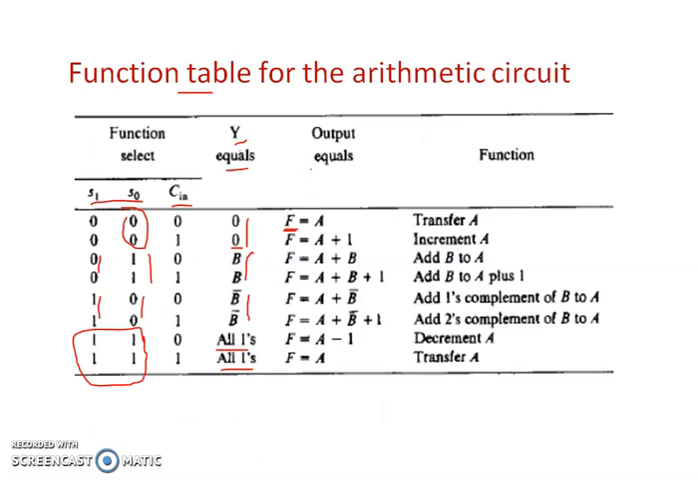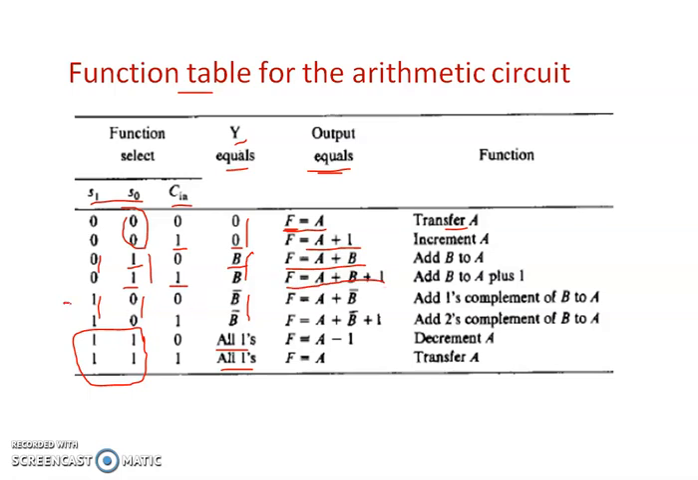Based on that, what output do you get? In this combination, F is equal to A. So what does it do? It transfers the content of A. And if Cin is equal to 1, then A plus 1. If S0 is equal to 1, then Y is equal to B, so F is equal to A plus B, and the add operation is performed. Similarly, S0 equal to 1 and Cin equal to 1 performs the output F equal to A plus B plus 1.